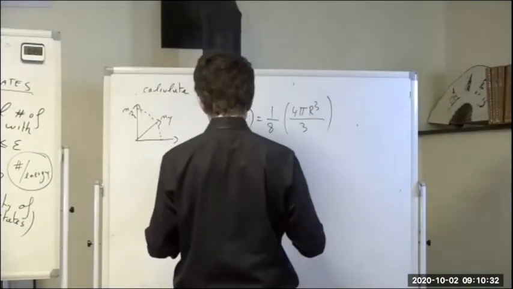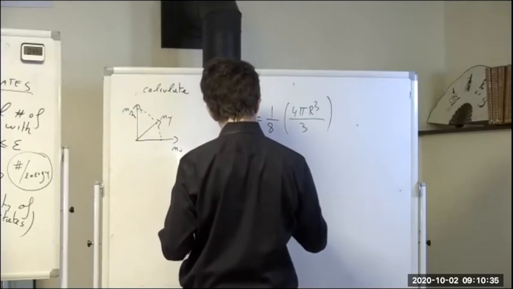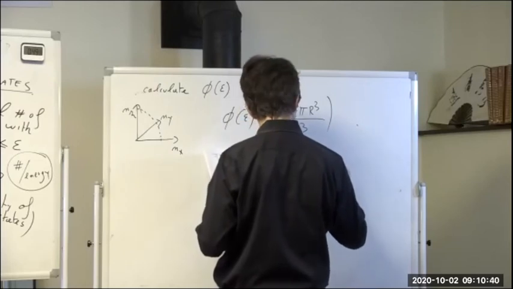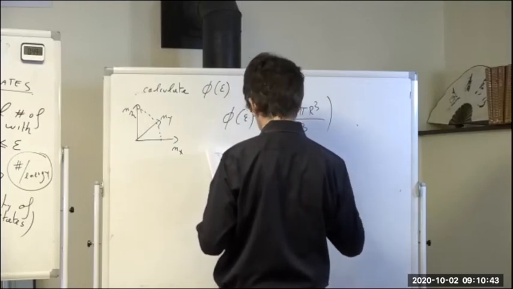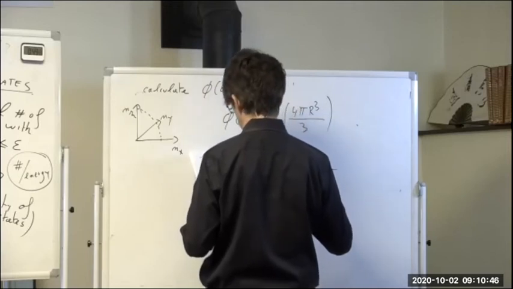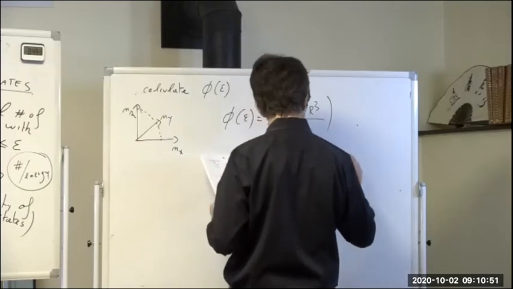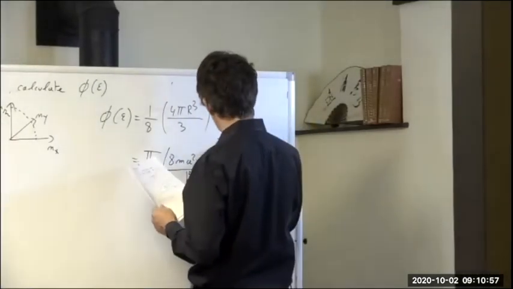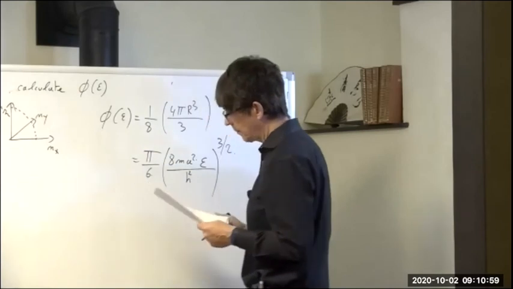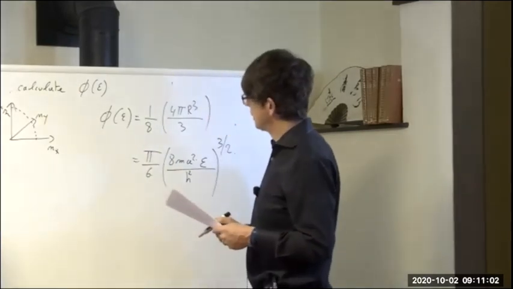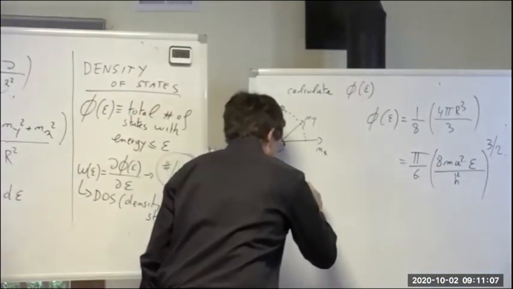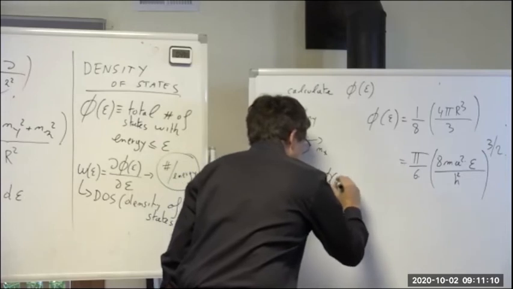So if I plug in all the math, I get pi over 6, 8 m a squared times the energy over h squared. I think that's h and not h bar, but I've got to check that. To the power 3/2. So that's the number of states up to that energy. So the density of states is the energy derivative of this. It's the dΦ/dε.